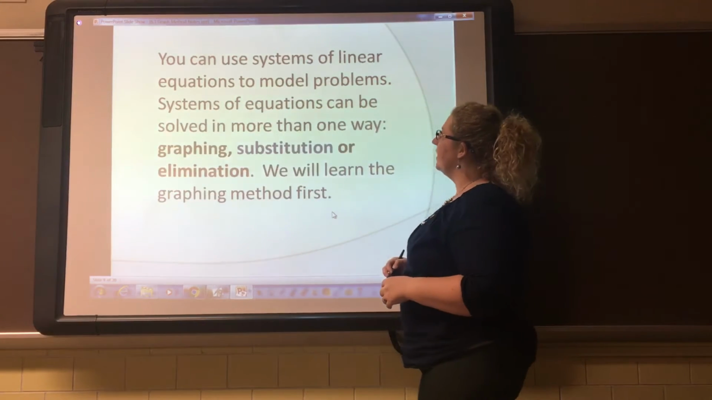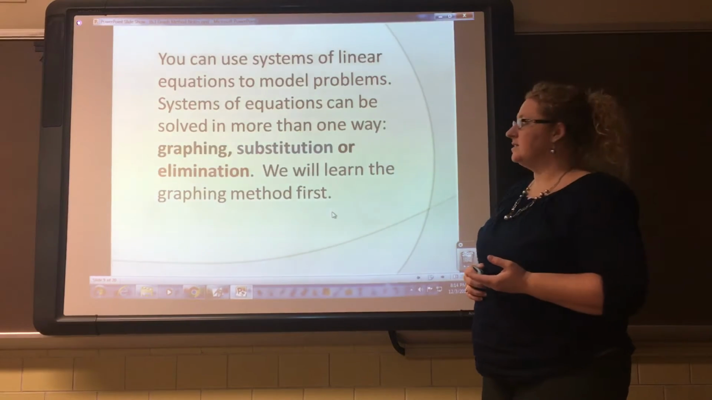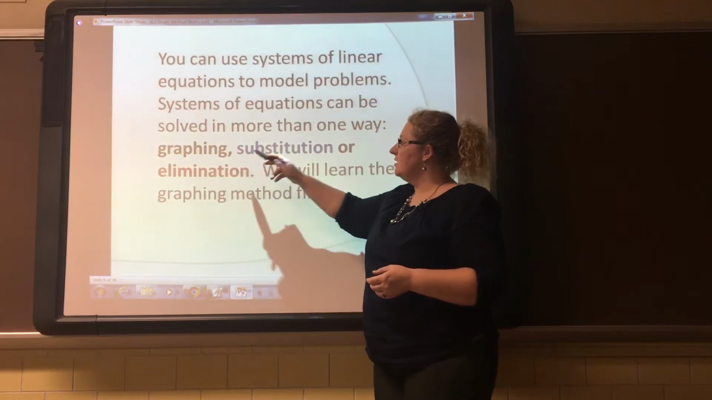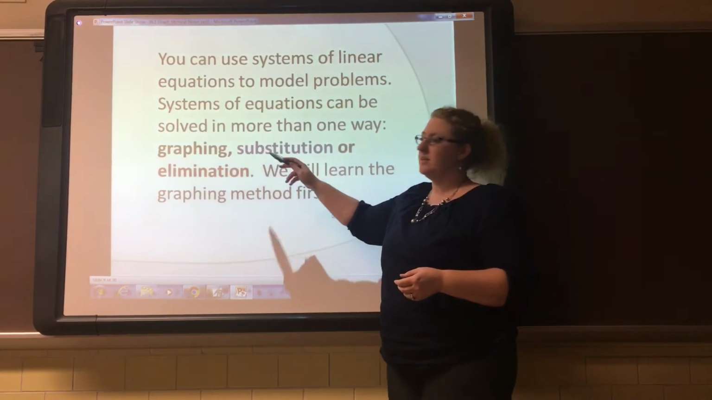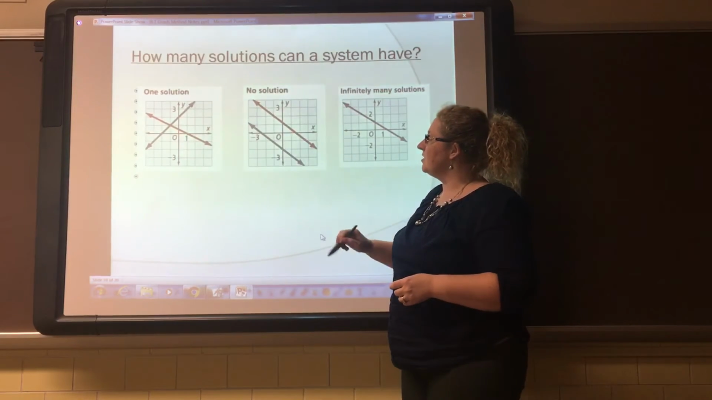So let's talk about systems of linear equations. This chapter, there will be 3 different ways that we can solve a system of equations. We're going to be looking at graphing today, substitution for the next couple days, and like I said, elimination method when we come back. So now let's go ahead and focus on the graphing.